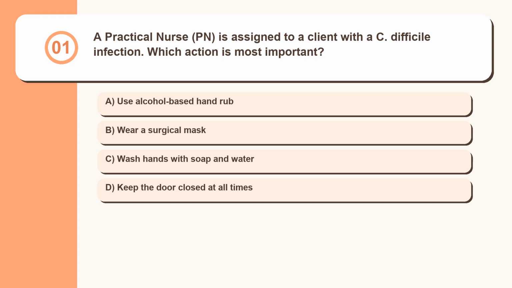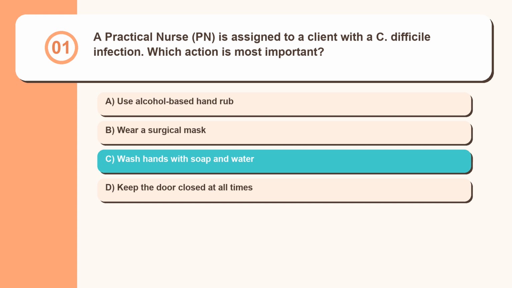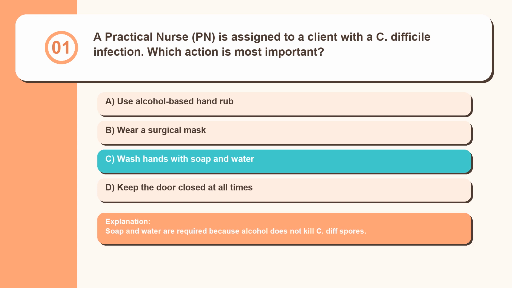Question 1. A practical nurse, PN, is assigned to a client with a C. difficile infection. Which action is most important? Use alcohol-based hand rub. Wear a surgical mask. Wash hands with soap and water. Keep the door closed at all times. Soap and water are required because alcohol does not kill C. diff spores.